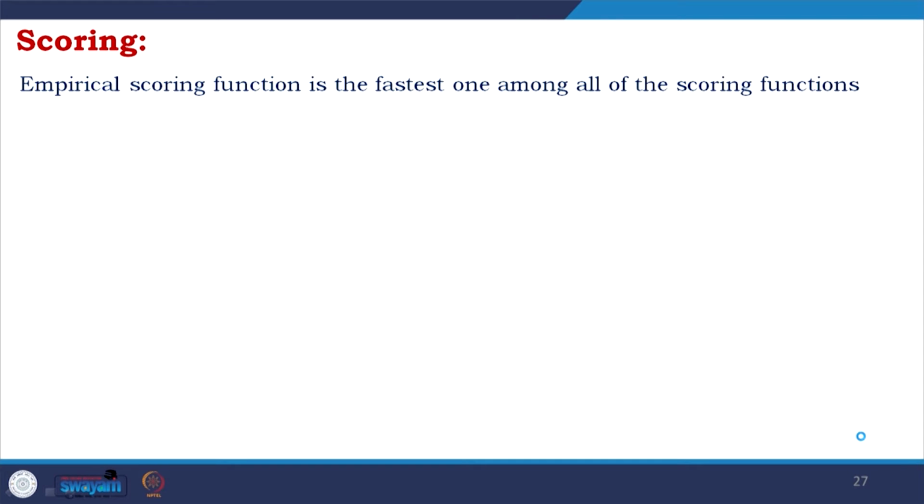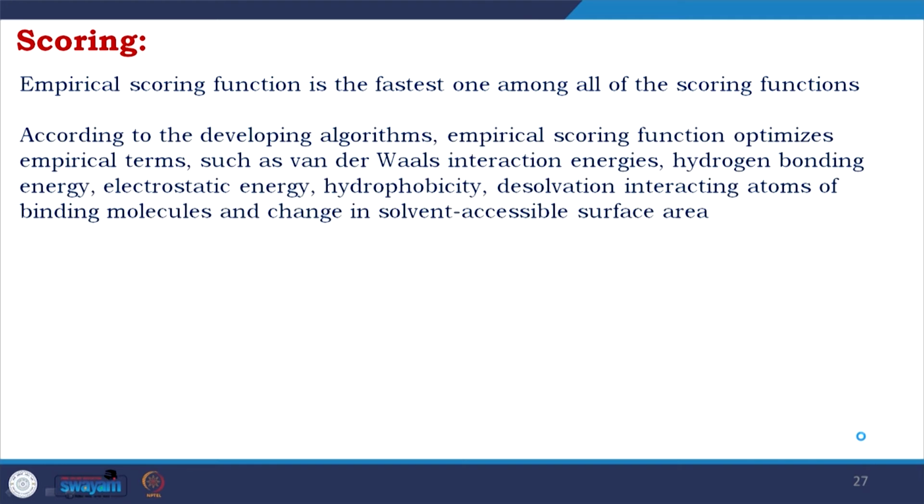Empirical scoring function is the fastest one among all of the scoring functions. According to the developing algorithms, empirical scoring function optimizes empirical terms such as van der Waals interaction energies, hydrogen bonding energy, electrostatic energy, hydrophobicity, dissolution, interacting atoms of the binding molecule and change in solvent accessible surface area or SASA.